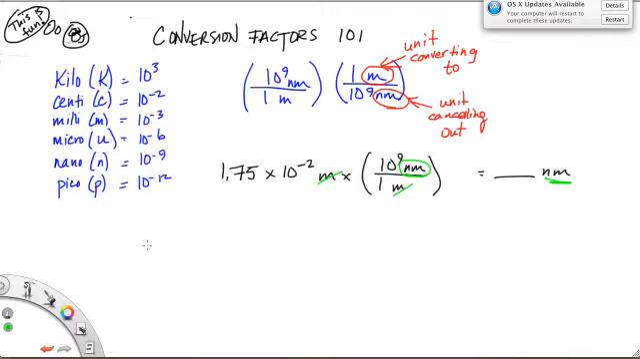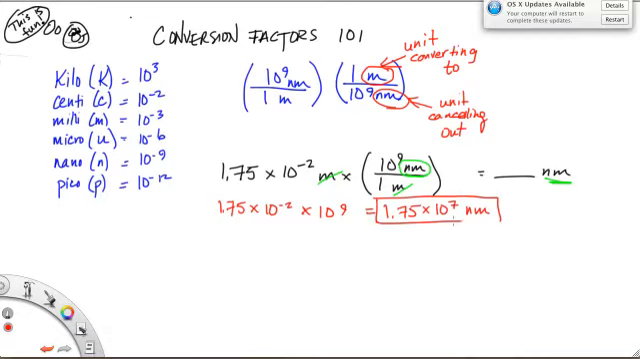Okay, so when we work the problem, this becomes 1.75 times 10 to the minus second times 10 to the ninth. And when we multiply exponents, what do we do? We add them. So minus 2 plus 9 is 7. So we end up with 1.75 times 10 to the 7th nanometers as our final answer.